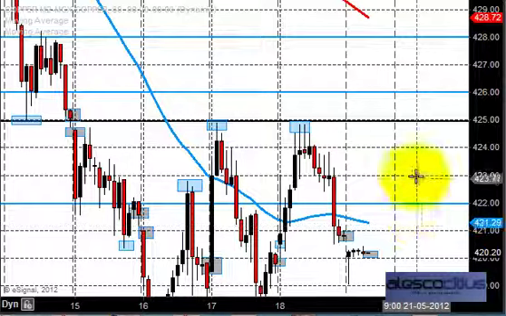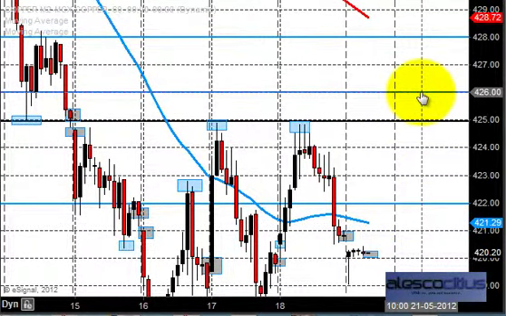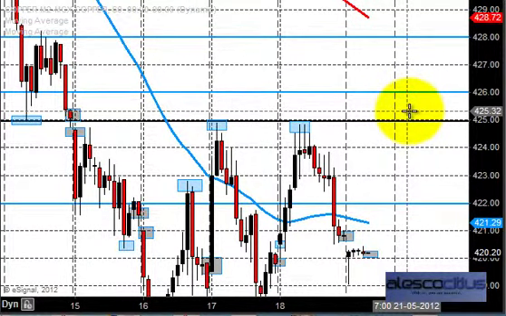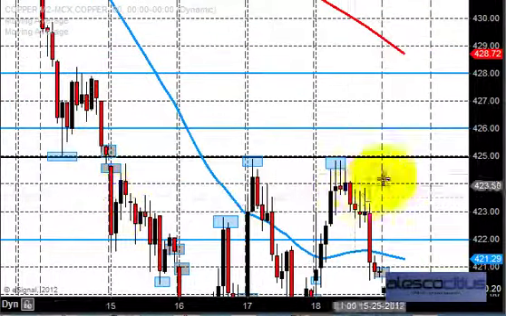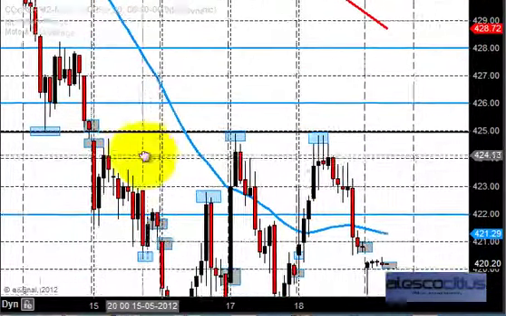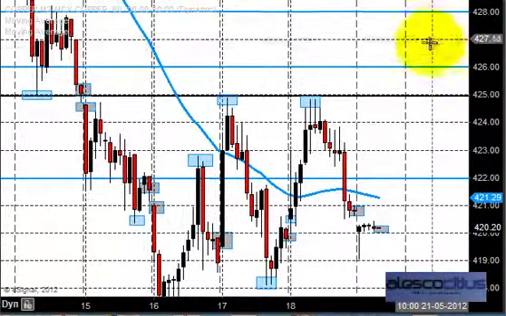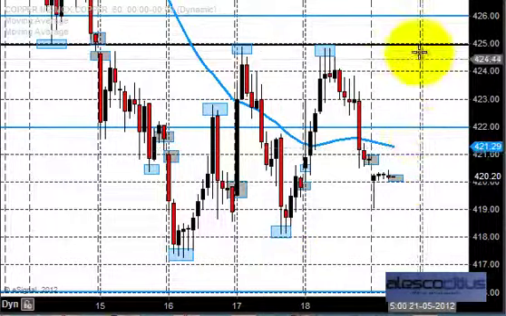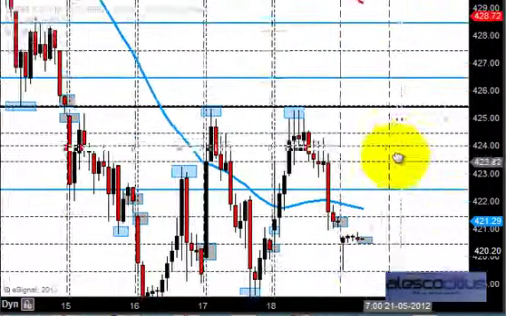But only if copper breaks this 425 and 426 zone very comfortably, and if we expect a closing above this zone, a closing above this 426 is going to be above all the high, low and open, close of what happened last week. That can give us a very clear buying momentum.